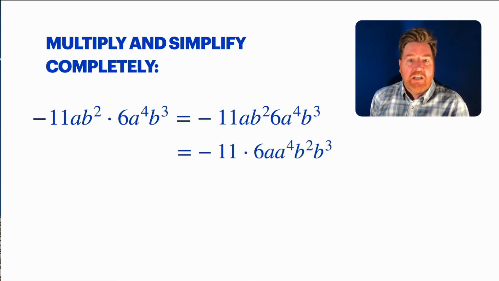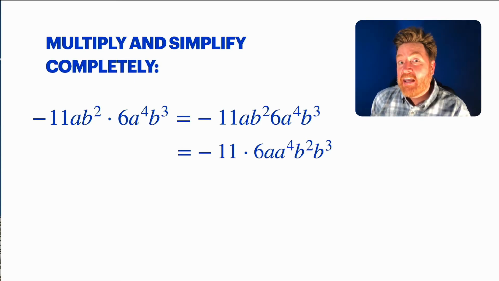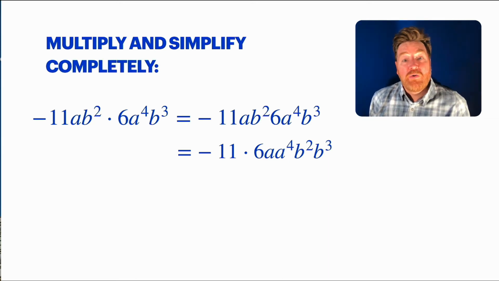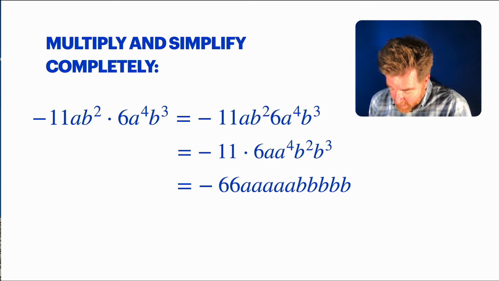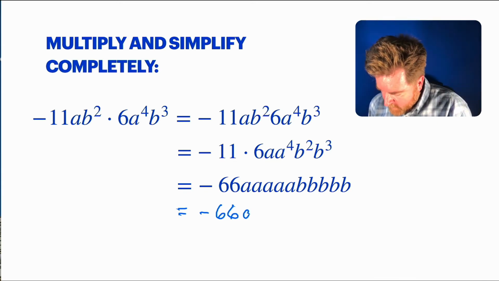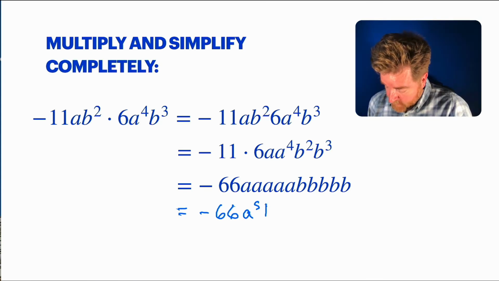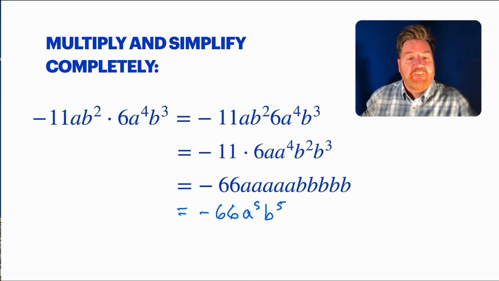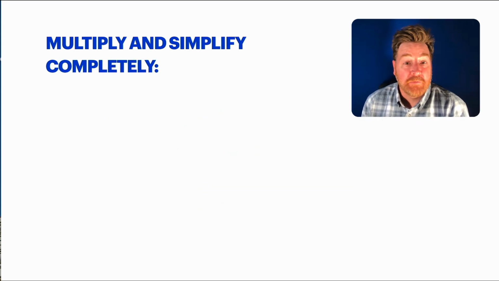So same thing, just like before. Let's do it. Negative 66, right? Negative 11 times 6 is negative 66. And we'll write out all those a's and all those b's. There we go. So I think by my count, we're going to have negative 66. I count 5 a's. Is that what you guys are getting? Yeah. A to the 5th. And how many b's? 1, 2, 3, 4, 5 b's. B to the 5th. Very nice. Final answer. Negative 66 a to the 5th times b to the 5th. Looking good? Let's try this one.